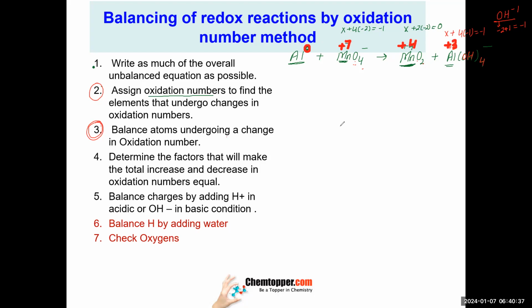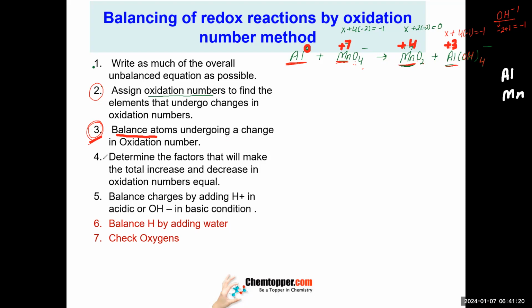Now, rule number 3. Balance atoms undergoing change in oxidation number. What does it mean? It means balance your aluminum and manganese. Are they balanced? Number of atoms, are they equal on both the sides? One aluminum here, one aluminum here, one manganese here, one manganese here. So they are balanced. So rule number 3 is done. Is it okay?